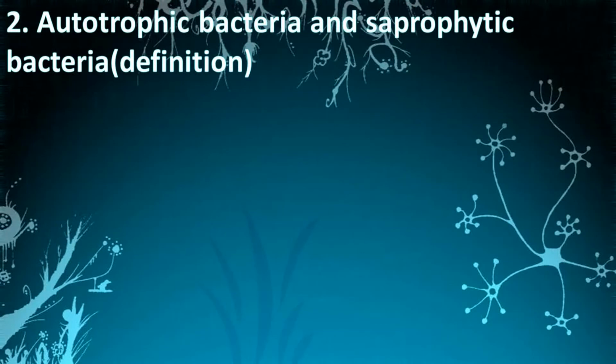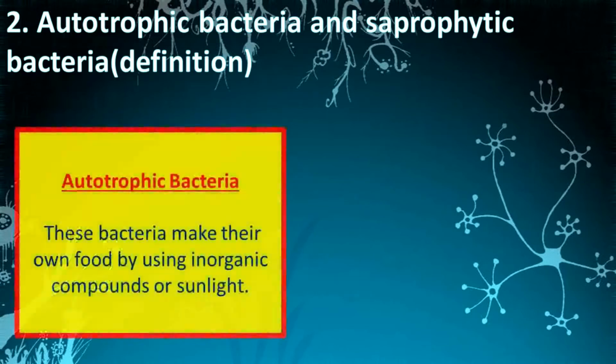Autotrophic bacteria and saprophytic bacteria. Definition. Autotrophic bacteria. These bacteria make their own food by using inorganic compounds or sunlight.